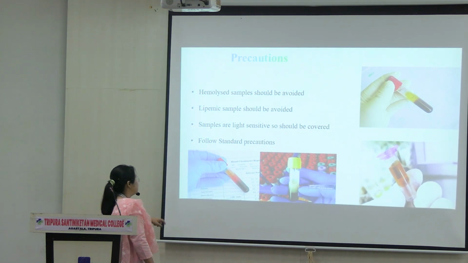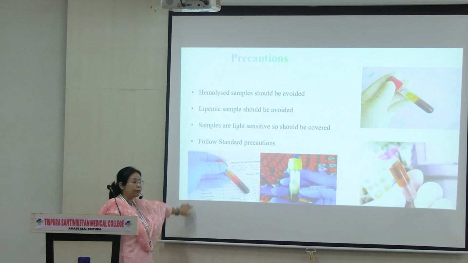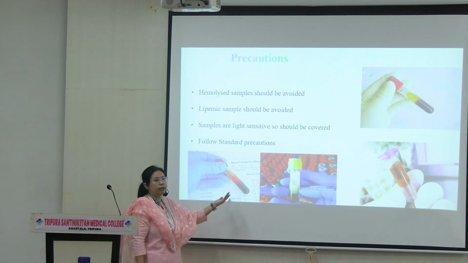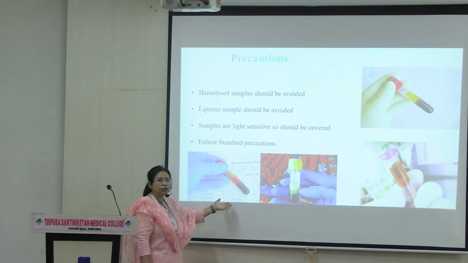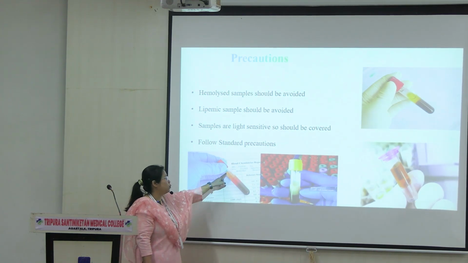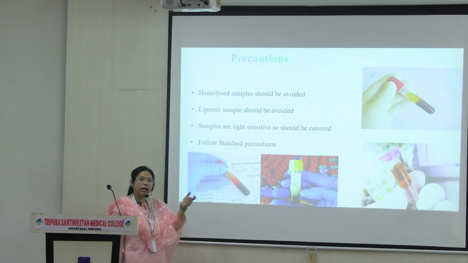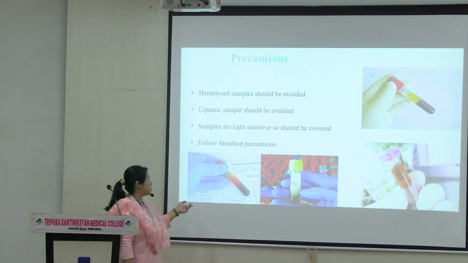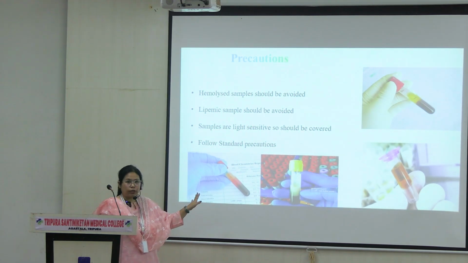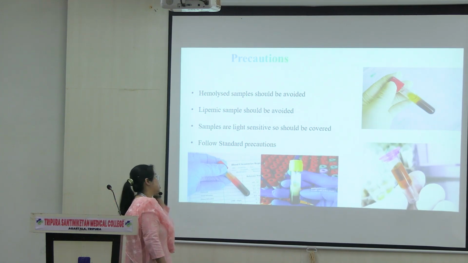The picture that you see is called a hemolyzed sample. Here the RBCs are already broken down in the sample itself. This sample is supposed to clot, and we are supposed to centrifuge it after it clots. Then we take the upper part, which is the serum, and measure that. But in this case, everything is looking red. This is called a hemolyzed sample. It cannot be used for measurement.